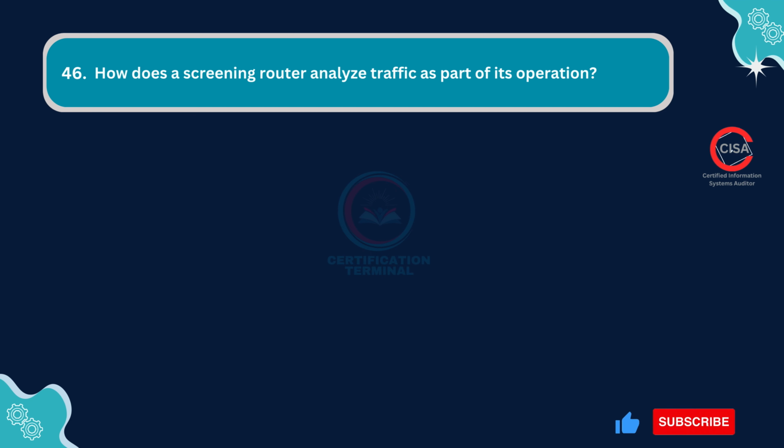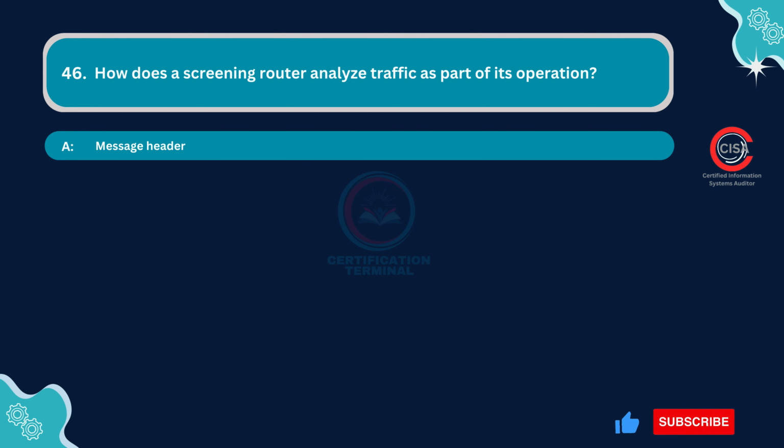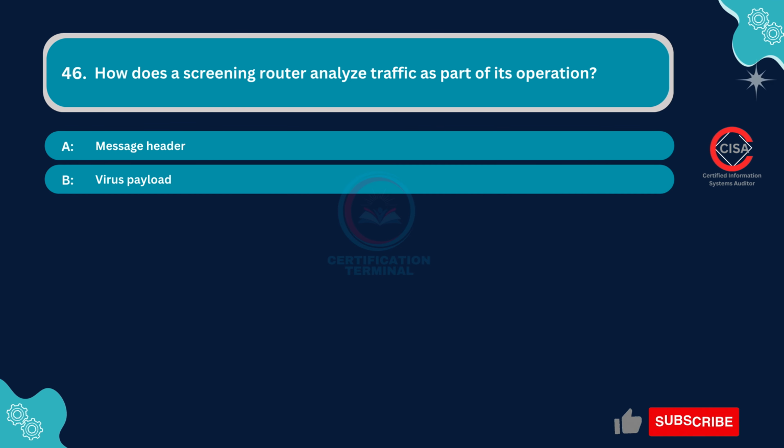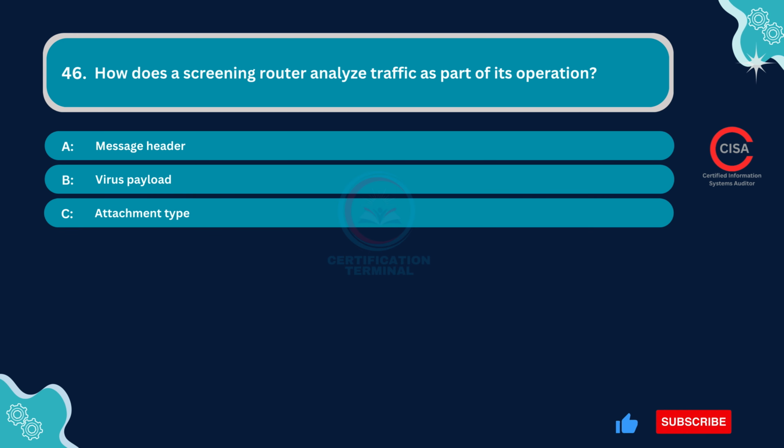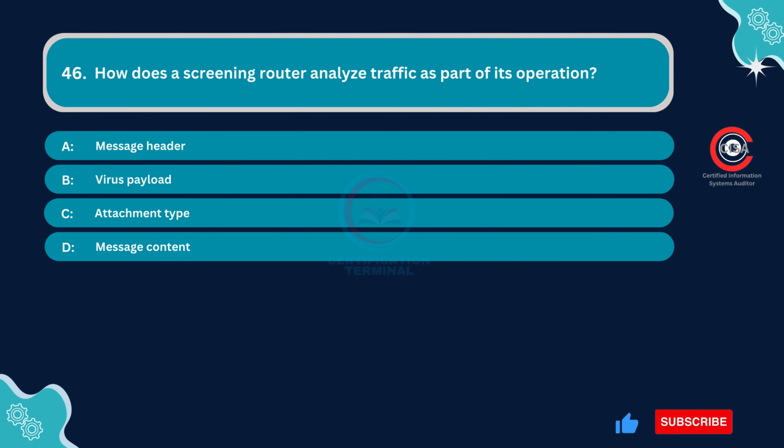Question number 46. How does a screening router analyze traffic as part of its operation? Option A, message header. Option B, virus payload. Option C, attachment type. Option D, message content. Option E, none of the choices. The correct answer is Option A, message header.